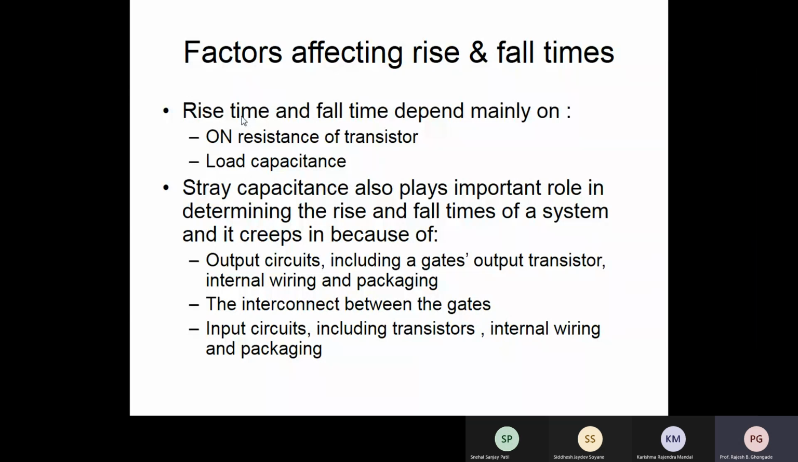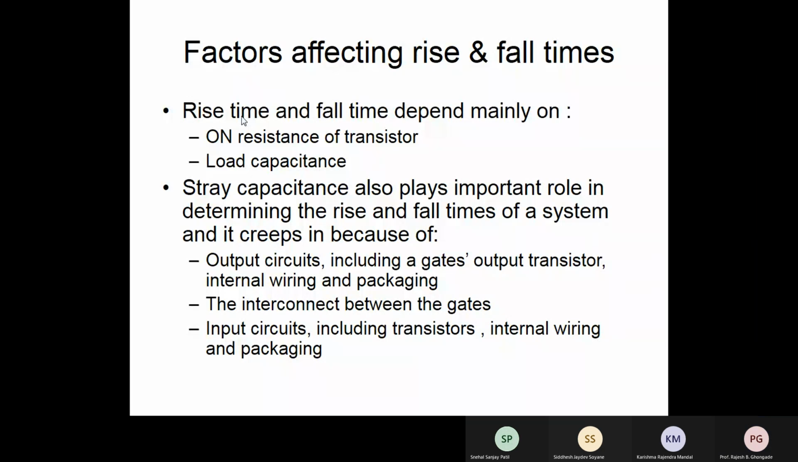Also, stray capacitance will play an important role. In addition to the gate capacitance, there may be some stray capacitance because of some parallel line going over there between the output and the ground.